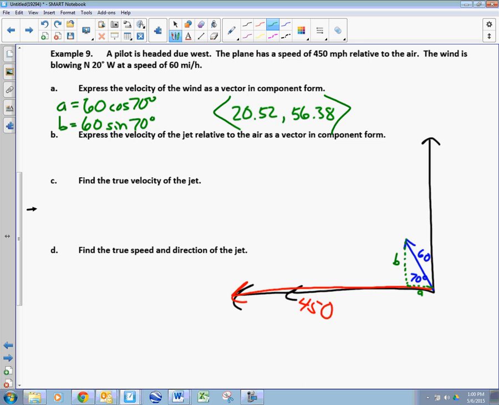Second question we really got to think about a lot. Haley, pay attention. Express the velocity of the jet relative to the air as a vector in component form. Ooh, this word right here, relative. Got to think about it. It's not like who's related to who, but something else.